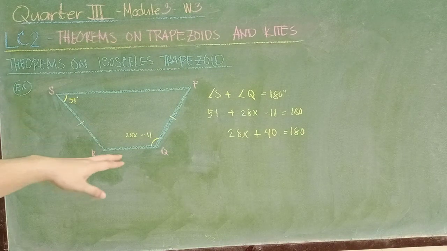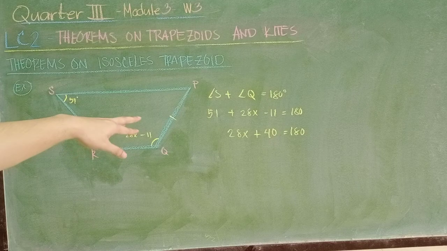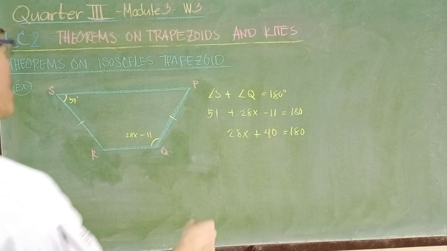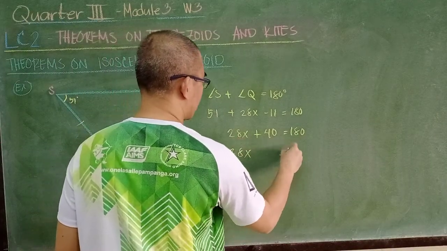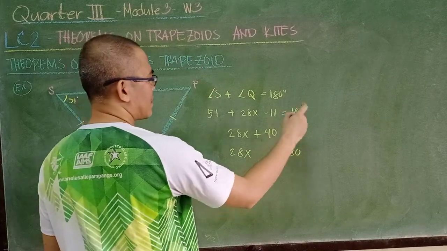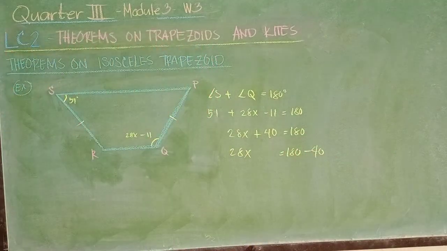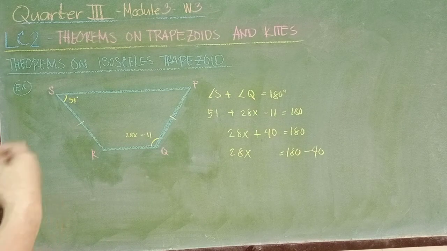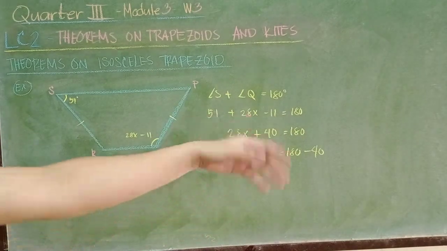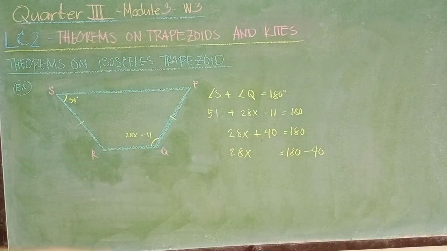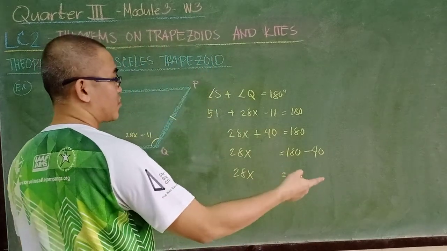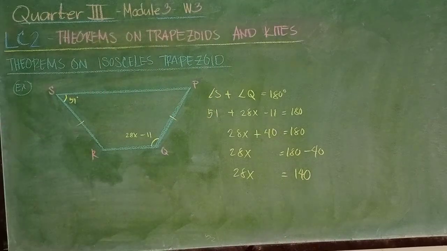Next is, i-isolate na natin yung algebraic part, yung term na may variable. So, yung positive 40, ta-transpose natin siya dun sa kabila. So, 28x is equal to 180. So, from positive 40, magiging negative 40 na. So, ang ginagawa lang natin dito is, ina-isolate natin yung term na may x. Dapat sa isang side, yung mga terms lang na may x, sa kabilang side yung mga constant, o yung mga terms na walang variable o walang x. So, 28x equals 180 minus 40, that is 140.